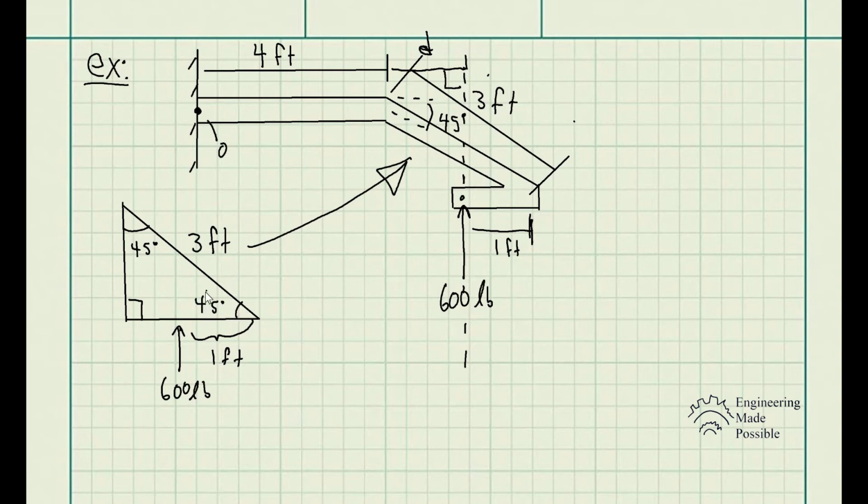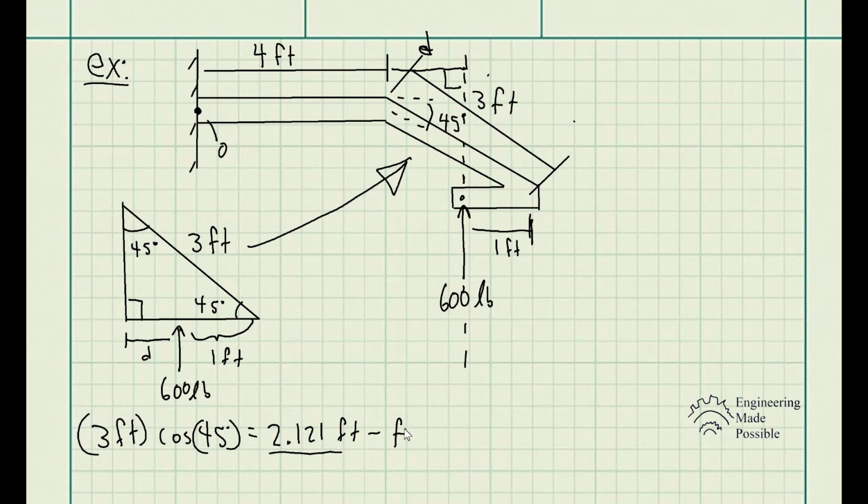So now we should solve for the total length here where the force is. So we have 1 foot plus this unknown distance D here. So we need to solve for the D portion. Since we know the length of the hypotenuse here, we just do a simple cosine and solve for the total distance here. So the total footage of the bottom side of this triangle is 2.121 feet. Now, D is equal to this total footage minus this 1 foot, right?